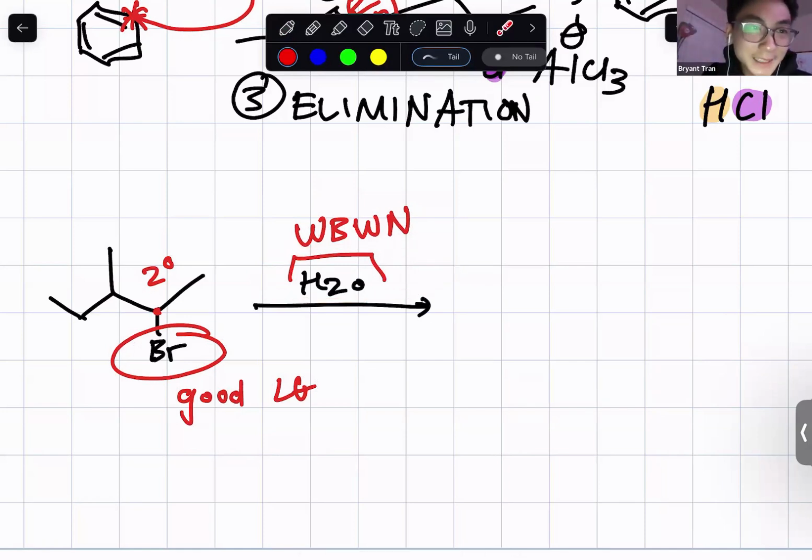What reaction comes to mind when you guys see these reagents? Secondary substrate, good leaving group present, and a weak base, weak nucleophile. Would it be SN2, SN1, E1, or E2?